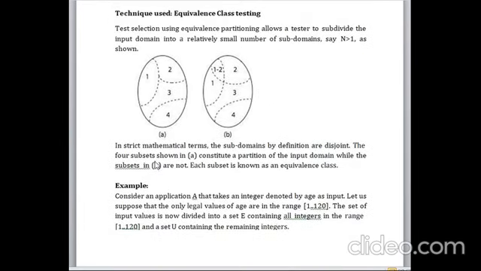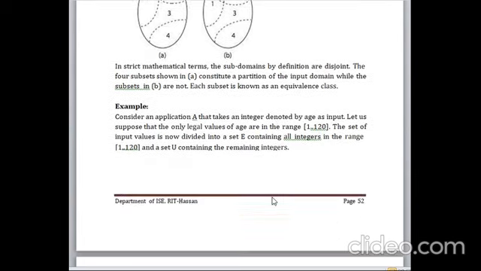So in strict mathematical terms, the subdomains by definition are disjoint. The 4 subsets shown in figure A are a proper partition of the input domain, whereas the subsets in B are not. Each subset is known as an equivalence class. So this is the example for equivalence class testing.